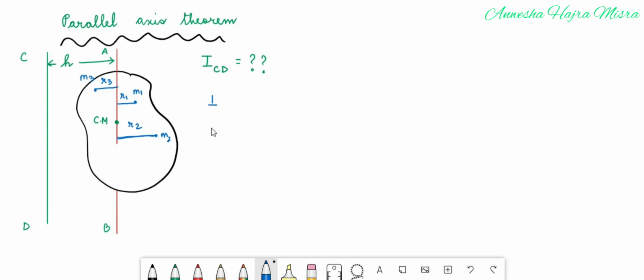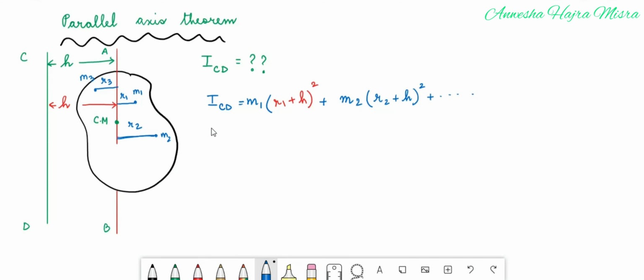Now moment of inertia about CD is m1 into distance from CD. Now this one is r1 and this one is h. So distance of m1 from the CD axis is (r1 plus h) whole square, plus for m2 the distance will be m2 into (r2 plus h) whole square, plus dot dot dot.